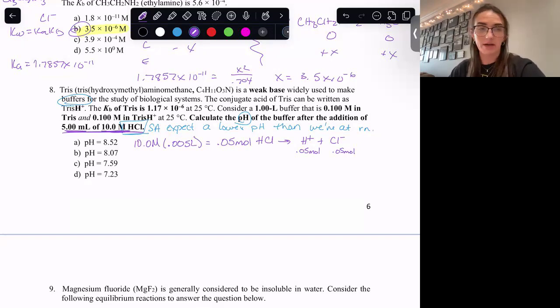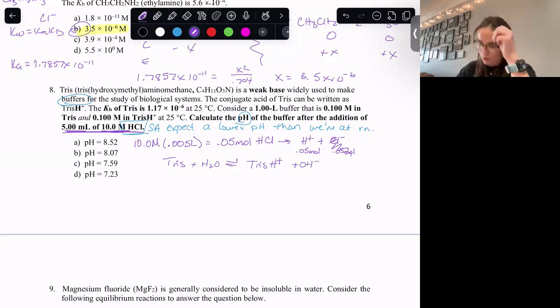Do we care about the Cl minus in this case? No, someone in the chat said no. Nope, we do not care about the Cl minus, so we can just ignore that. If we're adding H plus and we have tris and water forming tris H plus and OH minus, what is that H plus going to react with? What does that additional H plus react with?